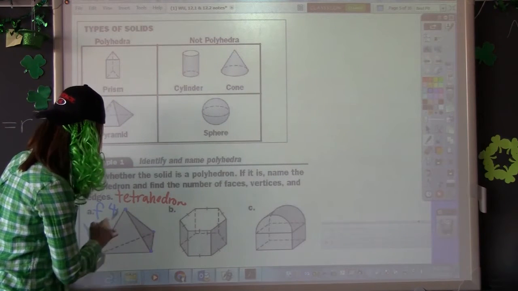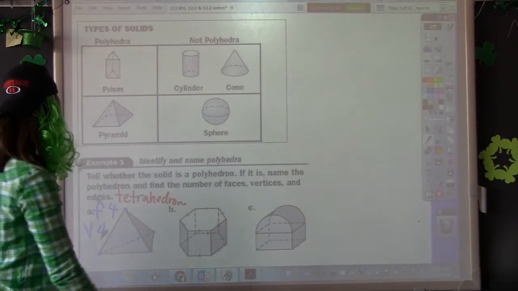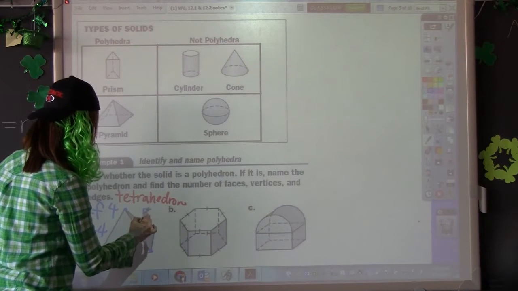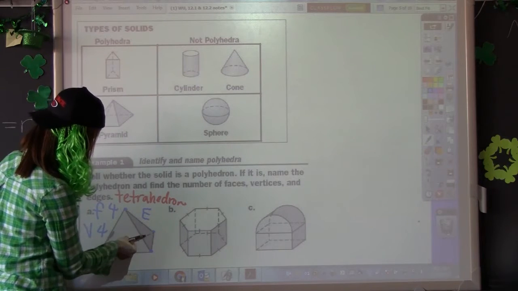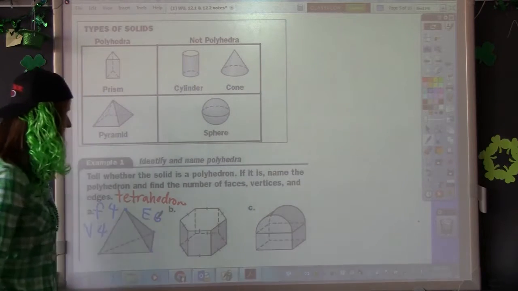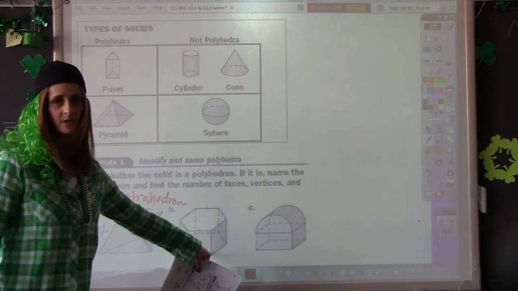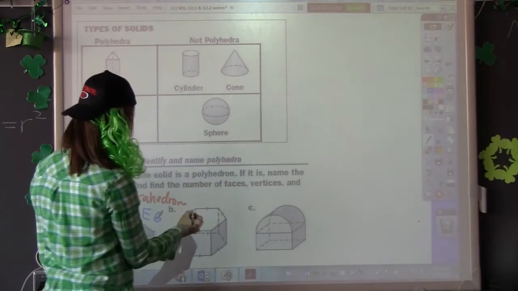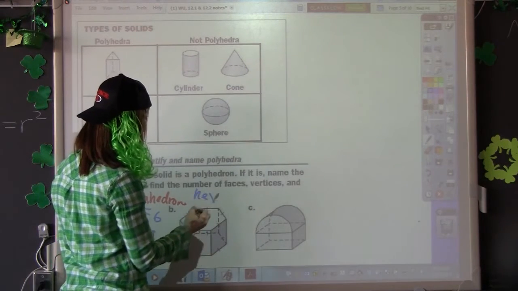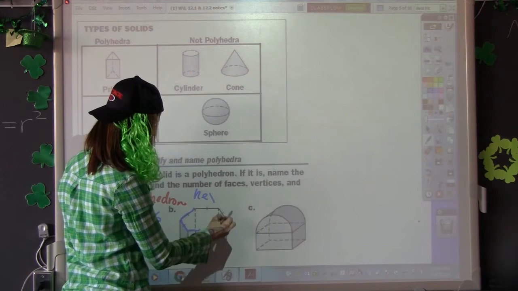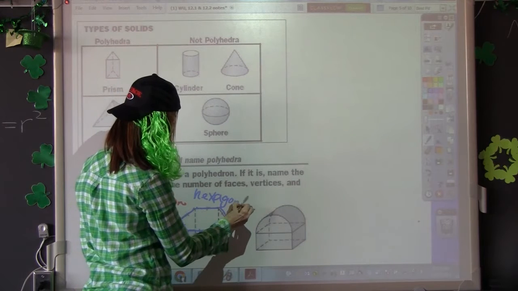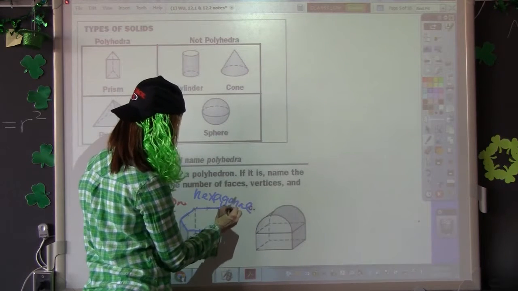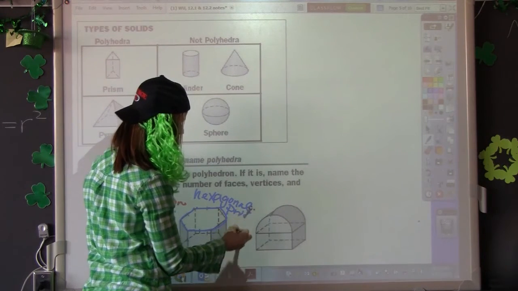4. Okay. And how many edges? 6. It's like 6. Okay, good. All right. What's this called? We've kind of already been over this. Dodecahedron. Got it. Hexahedron. Hexagonal prism.